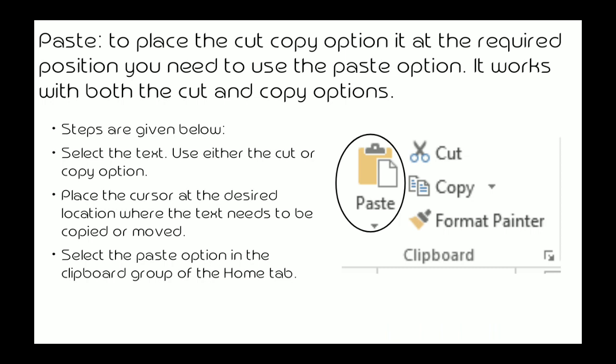Select the text, use either the cut or copy option. So first of all you have to select your text, and use the cut option or copy option. Place the cursor at the desired location where the text needs to be copied or moved. If you have clicked on cut, you want to move your text. If you have copied your text, you want to copy your text. Afterwards, where you want to move or copy your text, you have to keep your cursor there, and then you have to click on the paste option in the clipboard group on the Home tab.